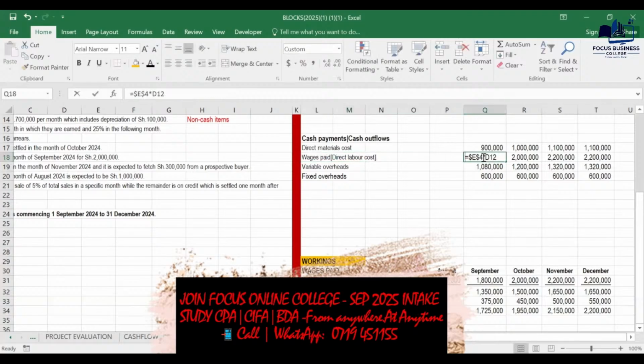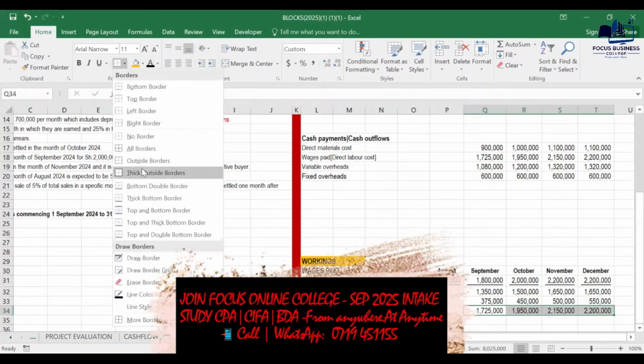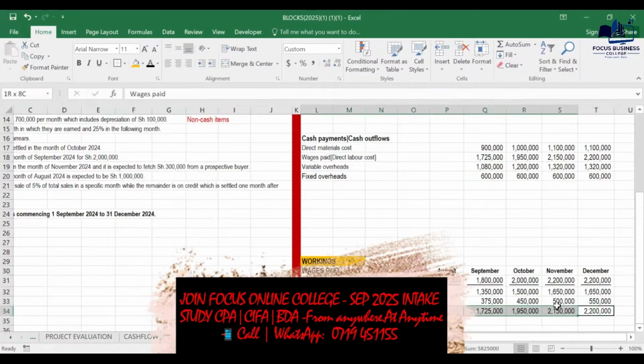So let's replace this one because those figures are not correct. So we have this for September, and basically we will be able to apply that across. The figures we have down there by default will come up here. So this 1725, 1925, 2150, and 22. So these are basically the wages which were paid by our company for those 4 months. Yes, and basically that is what we needed to do there. So I think we are done with the wages which were paid.